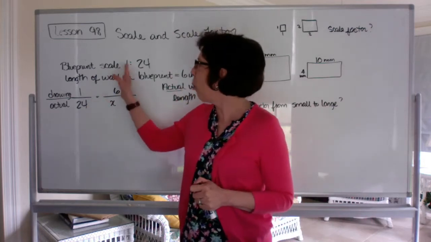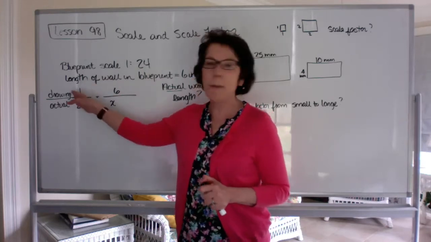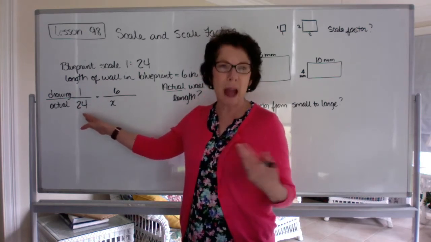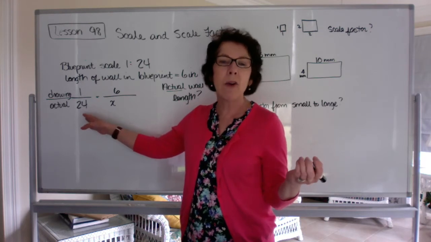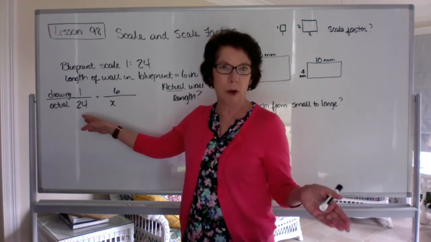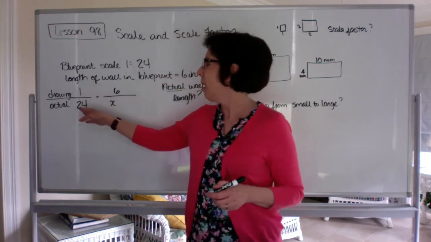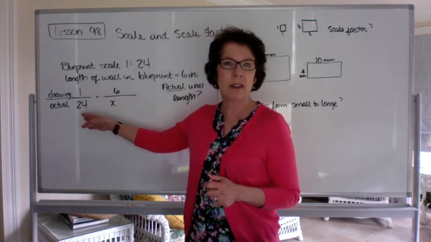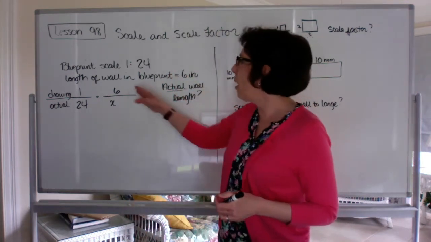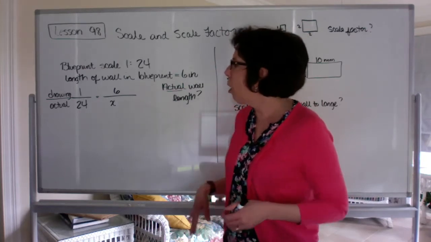So our scale is 1 to 24. So my first fraction will be 1 over 24, 1 representing the length of the drawing, 24 representing the length of the actual wall itself. In other words, 1 inch on the drawing will equal 24 inches on the length of the real wall. So if we know that 1 inch on the drawing is the same thing as 24 inches in real life on the actual wall, let's see what 6 inches would represent for the actual length of the wall. So I'm just going to make a proportion.